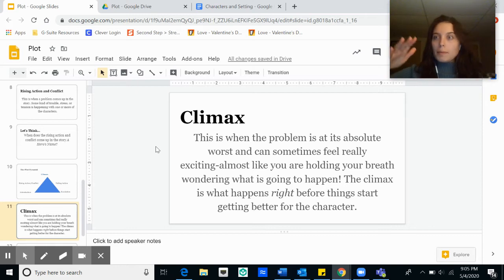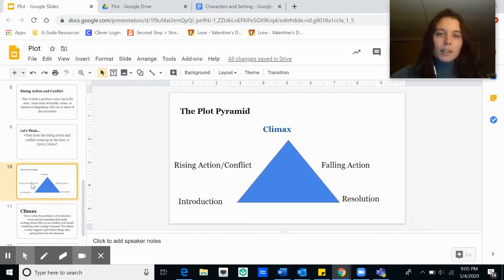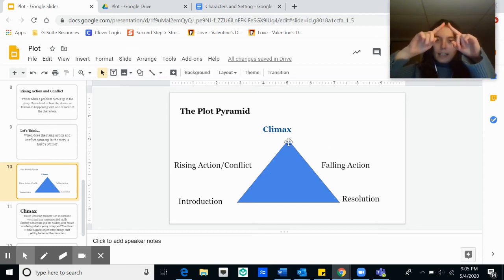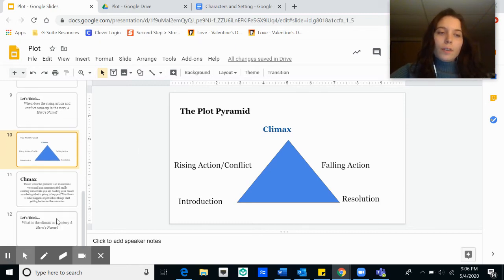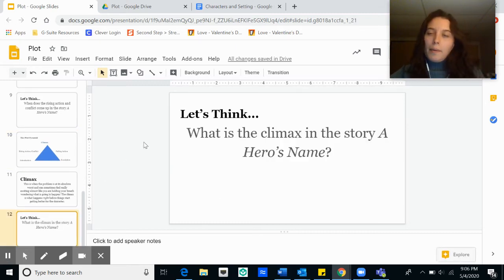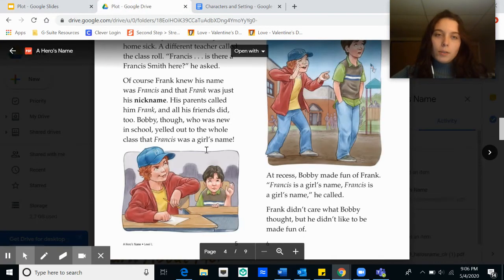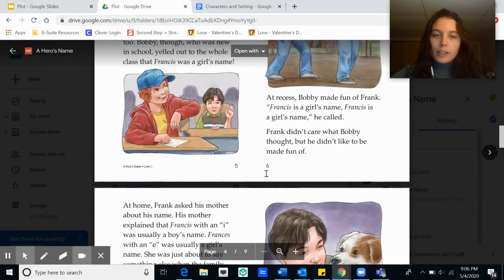It's when the problem is at its worst, at its highest point. That's why it's at the very top of the pyramid. Things have been getting worse and worse and worse until they get the worst. So let's think, what is the climax in the story A Hero's Name? Well, let's go back to our story. We were right over here.